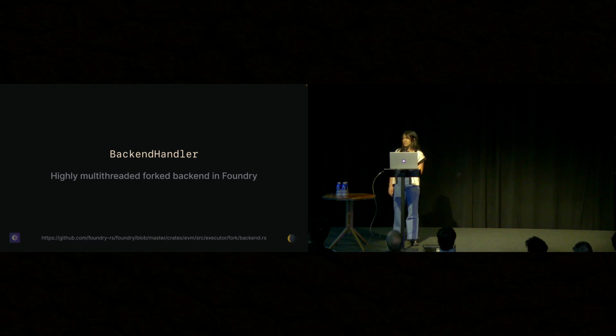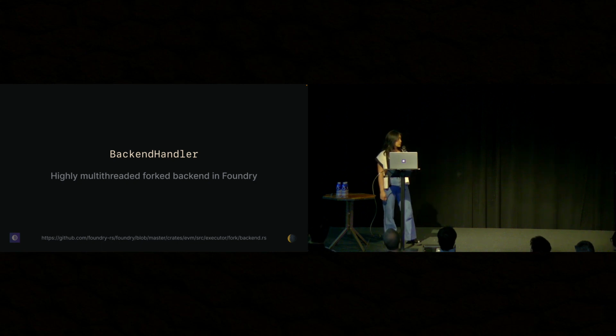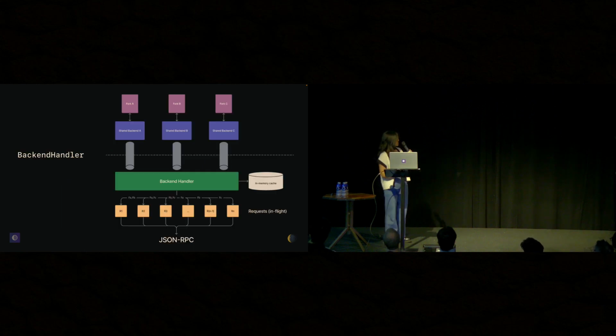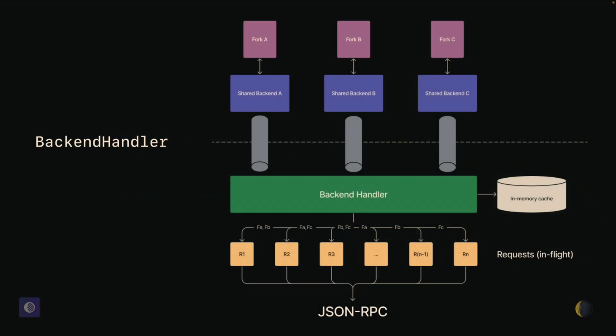The one that I'm going to highlight today is called the Backend Handler, which is a highly multi-threaded forked backend used in Foundry to run multiple fork simulations. So when you do vm.createFork and run a simulation, this is what's happening under the hood. Basically, when you spin up multiple forks, there is a single instance of the backend handler that is fulfilling all of the JSON RPC requests. And so this is doing a lot of the heavy lifting.